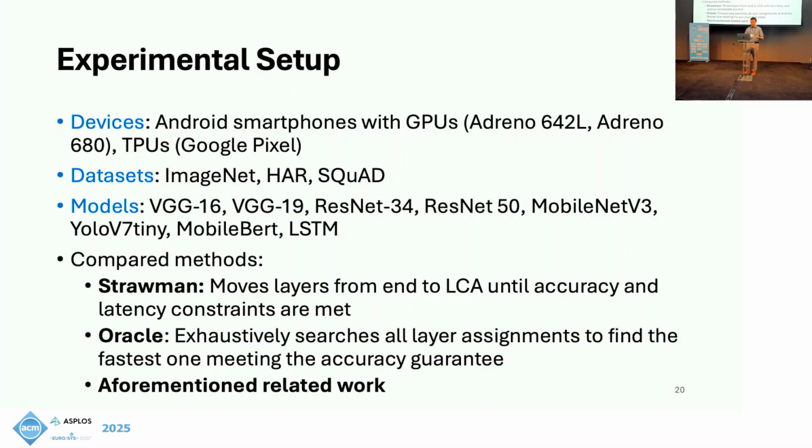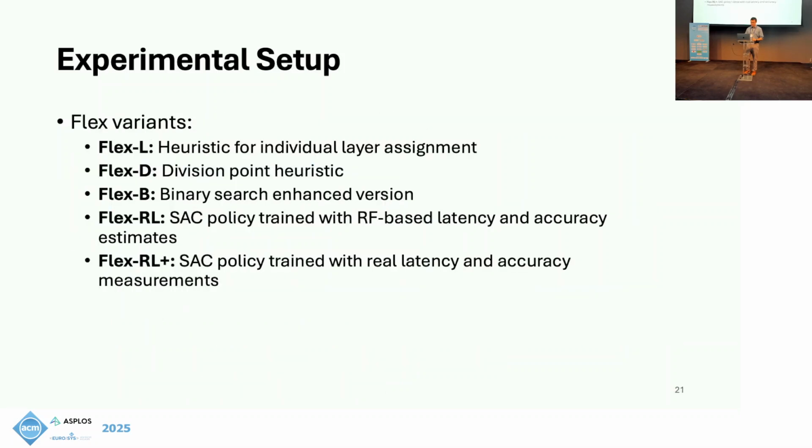Besides the mentioned methods in related works, we compare Flex with the strawman and Oracle. The strawman heuristic moves layers from the CPU to the LCA until the accuracy and time requirement are satisfied. Oracle enumerates all possible layer assignments in order to achieve the optimal accuracy with optimal inference time. We also created the following variants of Flex for comparison, namely Flex L, Flex D, Flex B, Flex RL, and Flex RL+.